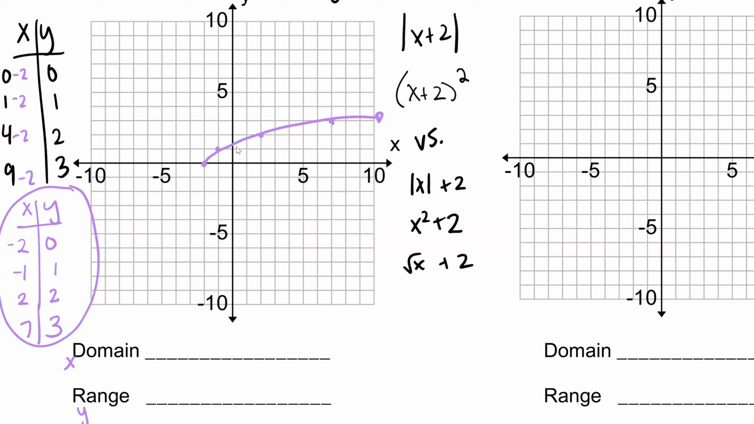I want the domain of the real numbers. So, where am I defined? Where does my graph start? -2, and then goes on forever. So x has to be greater than or equal to -2. Because what happens if I put in an x value that's less than -2? It's imaginary. You can't put a negative number under a radical. Under a square root, yes.